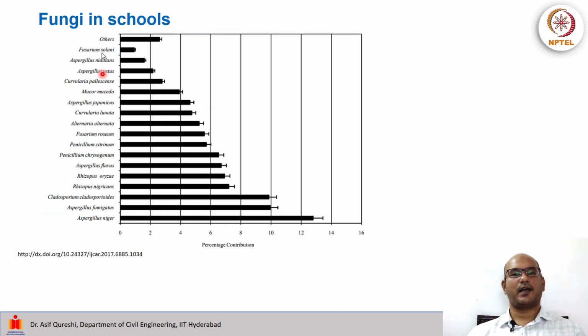There are a lot of fungi that have been also detected in schools, from Aspergillus niger, Aspergillus fumigatus and several others, Penicillium chrysogenum, Aspergillus japonicus, Aspergillus ustus. So a lot of fungi have been detected, and the main ones were Aspergillus niger, Aspergillus fumigatus and Cladosporium species.